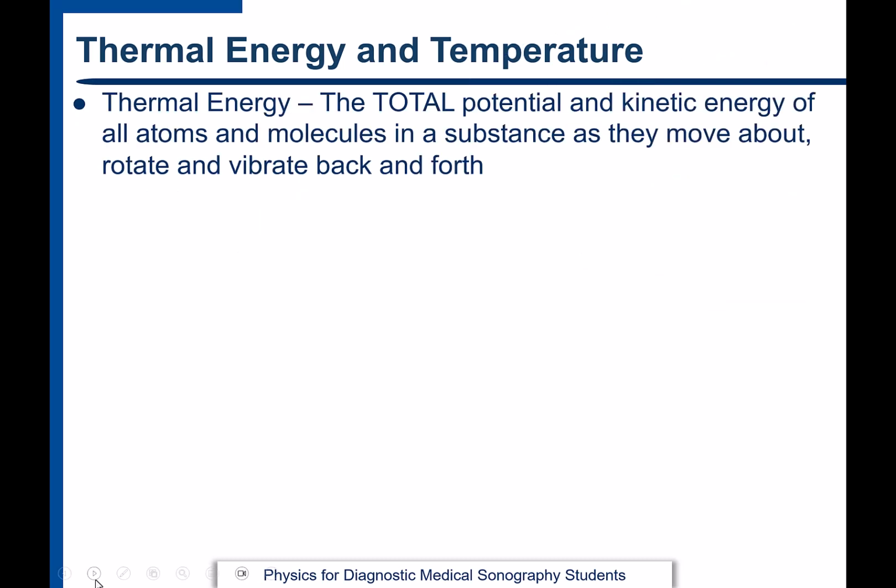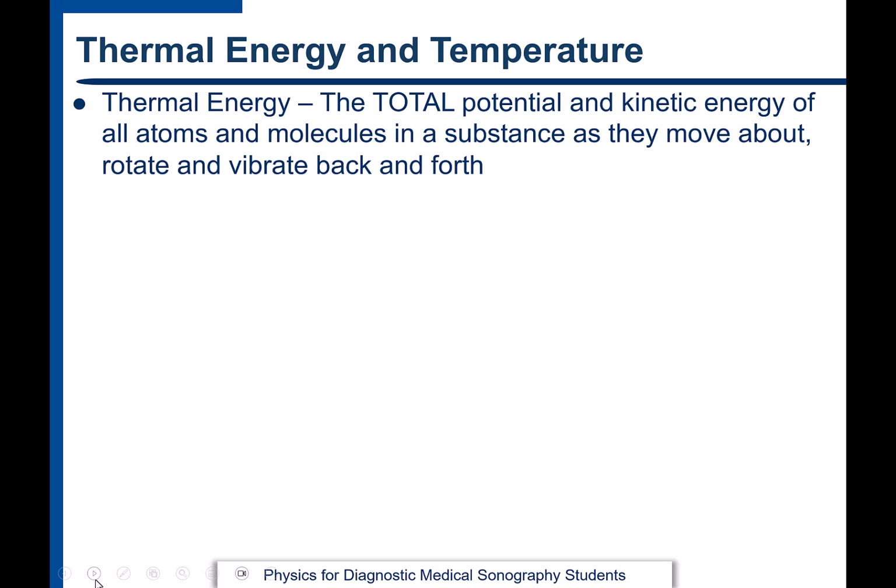So that's what thermal energy refers to. Thermal energy is the total potential and kinetic energy of all the atoms and molecules in a substance as they move about, rotate, and vibrate, etc. So we talked about potential and kinetic energy in an earlier video. Remember that kinetic energy is the energy of motion. So simply the more the atoms and molecules are moving, the more kinetic energy they have. Atoms and molecules only want to get so close to each other or so far apart from each other, and that's the part that is potential energy.